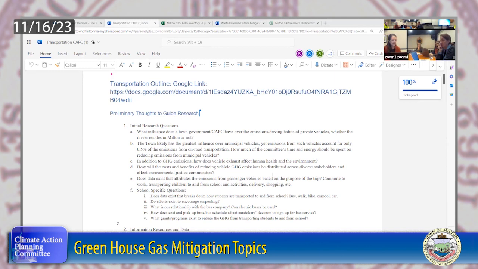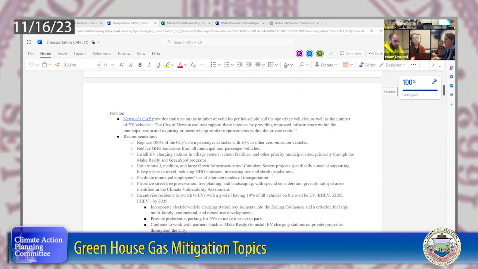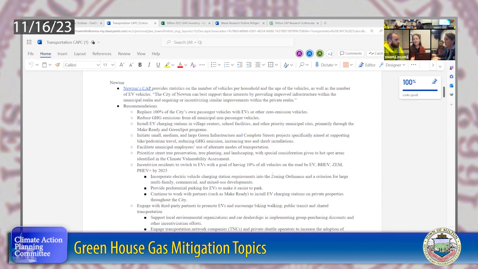One thing I thought was cool, I think it was Dedham, maybe Newton, was the breakdown of how many cars people owned and how old the cars were. I was wondering if we had access to data like that, based on excise tax or registry records. That would be good info to know. Maybe something we could accomplish is that newer cars might be more energy efficient, but that's also expensive.